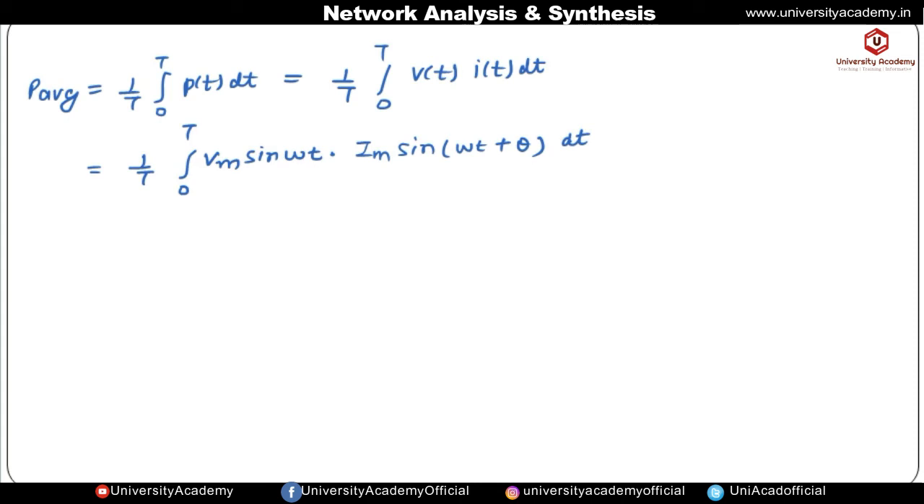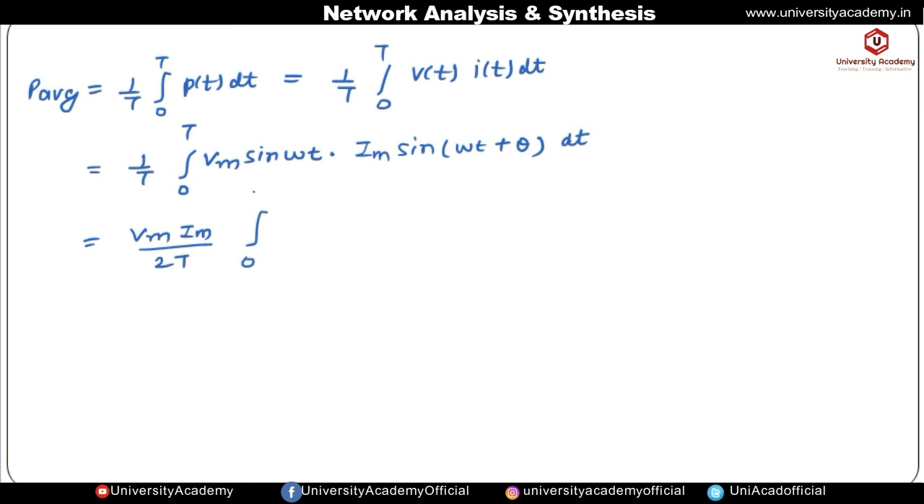Okay, so again multiply and divide by 2, and let us take Vm Im common. So we are getting Vm Im by 2 into T, and this will be of the form 2 sine a sine b, so it will be equal to cos a minus b, minus of cos a plus b.